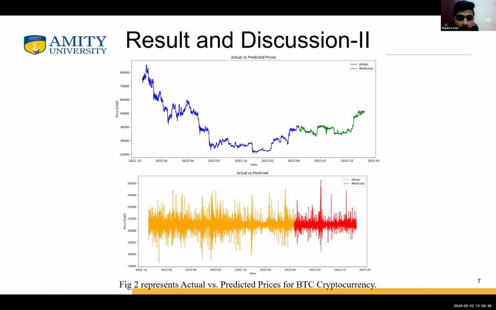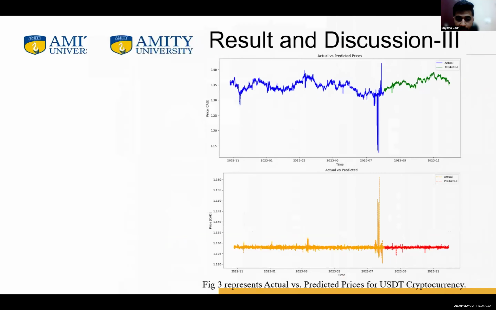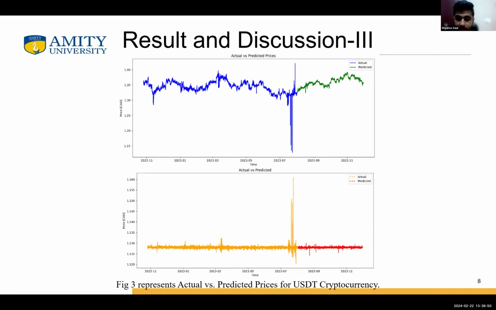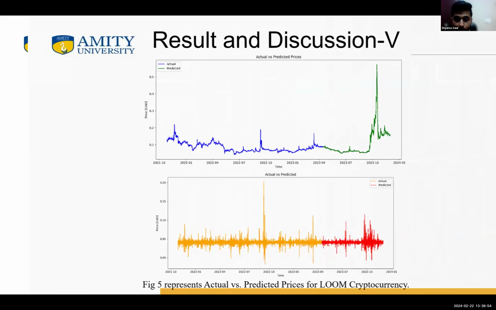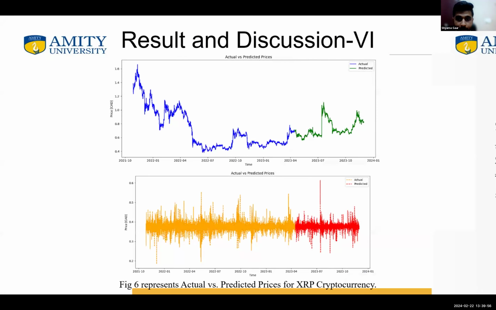So the y-axis represents the price in terms of Canadian dollars, and the x-axis here represents the time. And similarly, we have predicted for various other cryptocurrencies such as USDT, Ethereum, Loom, and XRP.